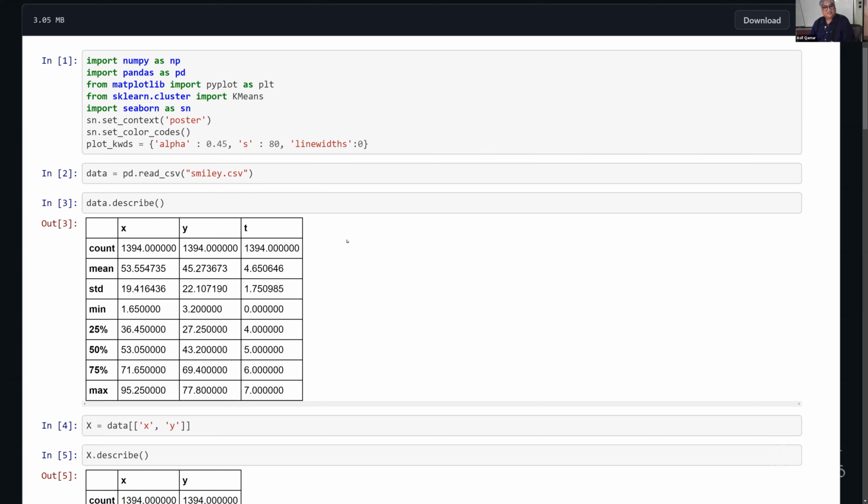Now, usually data comes without labels. The whole point of unsupervised learning is you don't know labels. But here, I'm giving you the answer: a column that tells you which cluster each point belongs to. There are 7 clusters. But remember, you don't cluster on T. That is sort of our secret. It's not something the algorithm should see. The algorithm should see just X and Y.